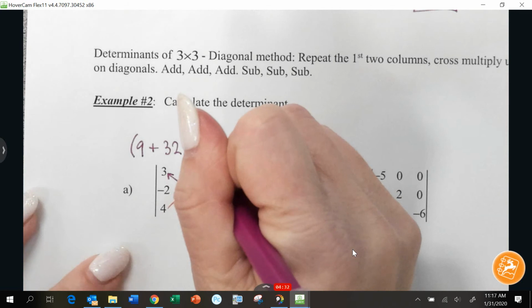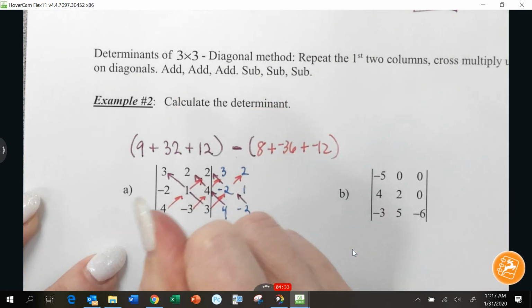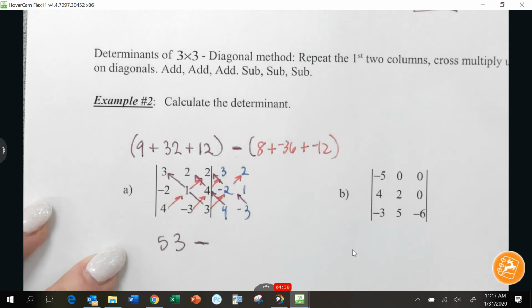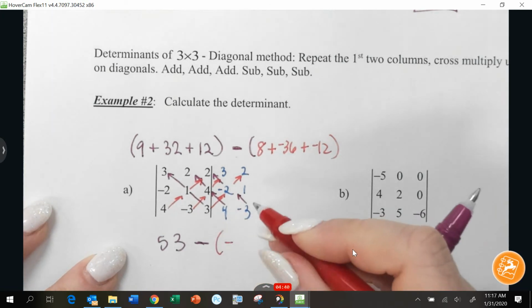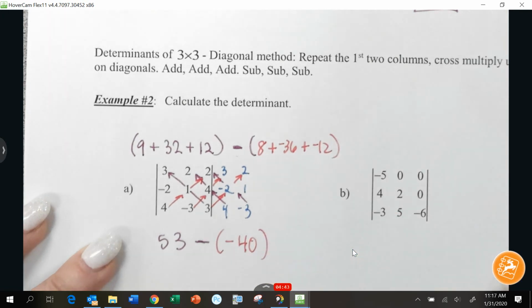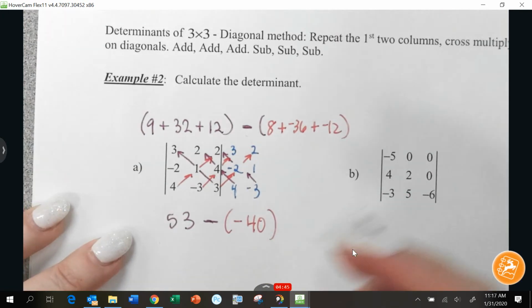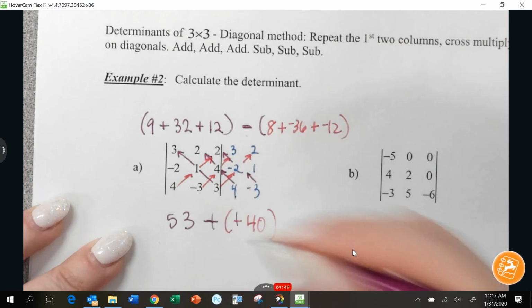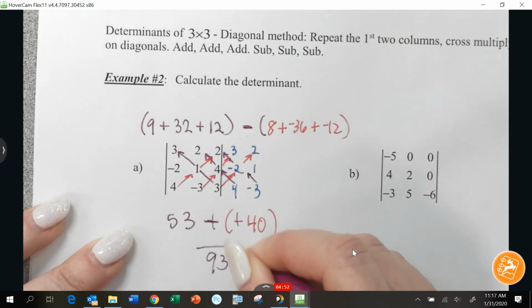So when I do the purple ones, I get 53. Subtract the red ones, I get -40. And then if I'm subtracting, turn that into addition and I get 93.